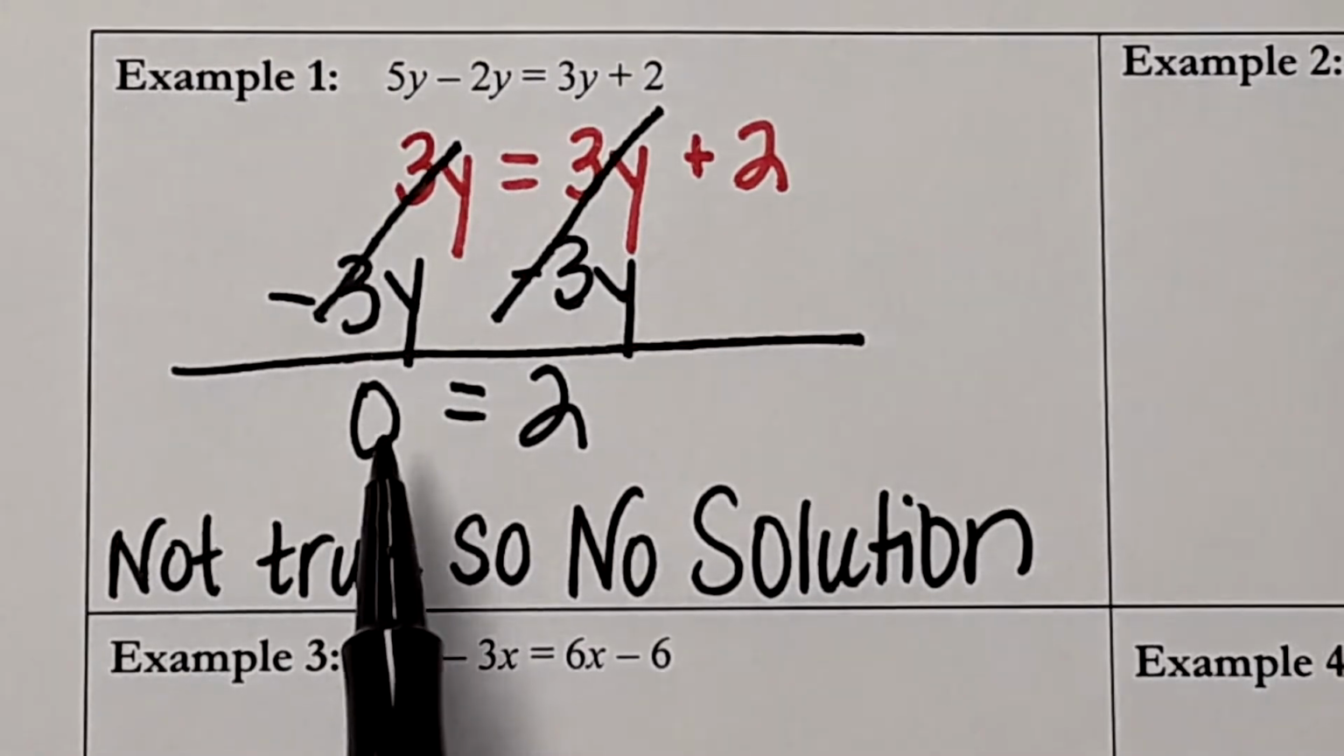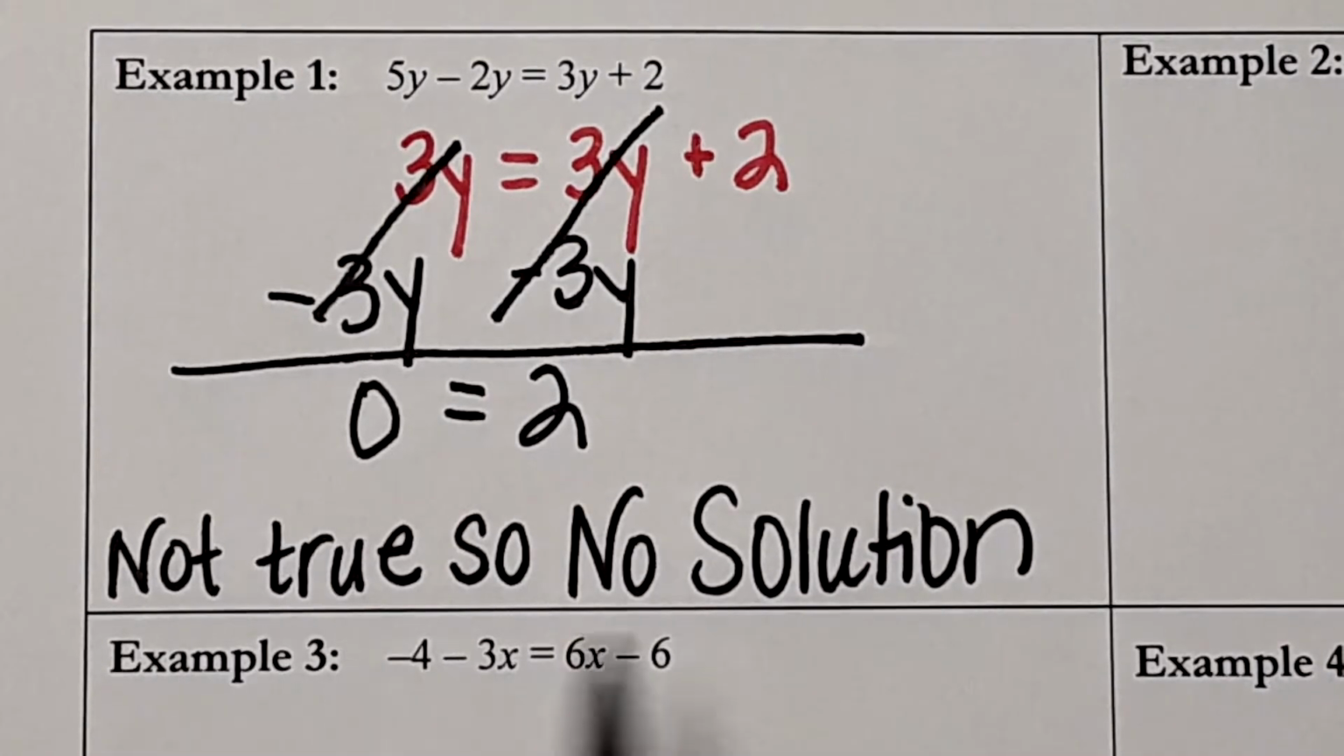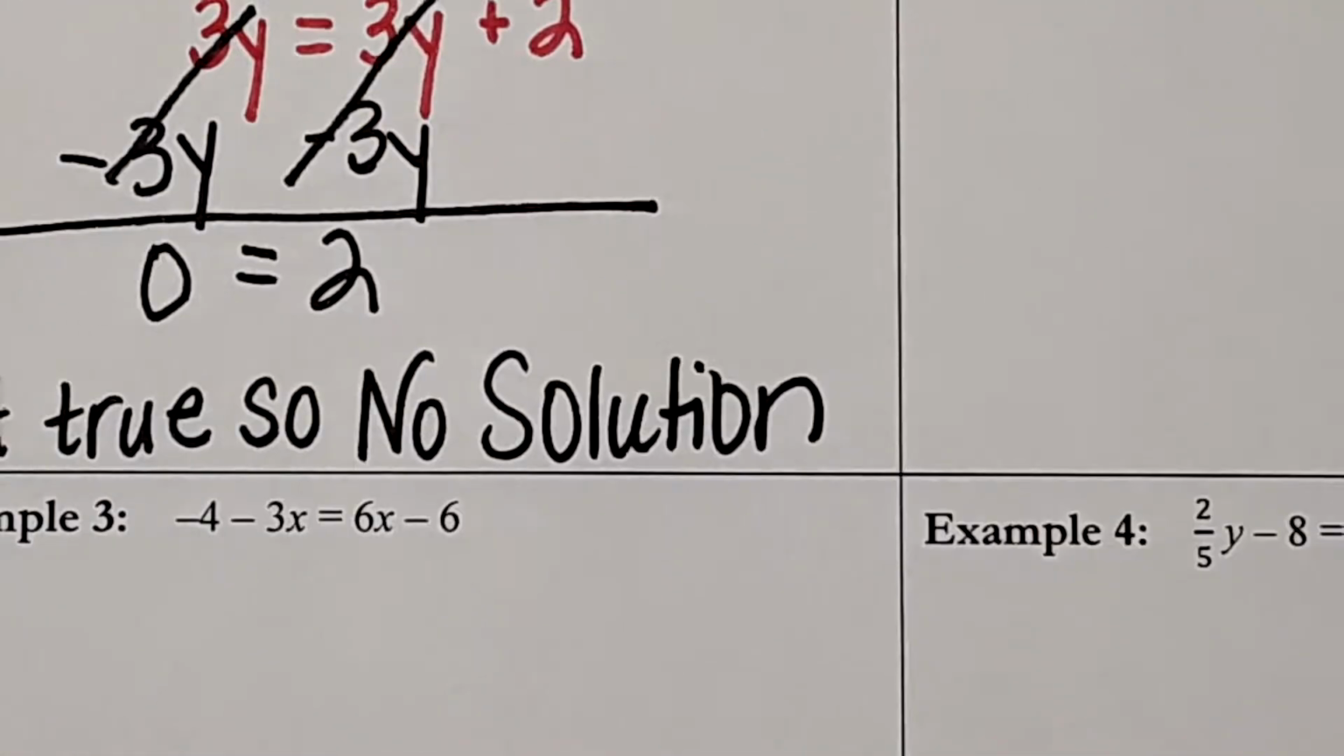So again, this is 0 equals 2. It's not true, so there's no solution. So the answer to this problem is no solution. Let's look at number 2.